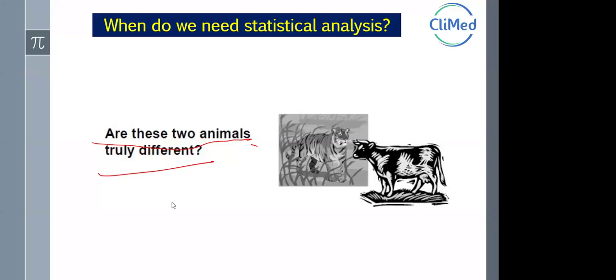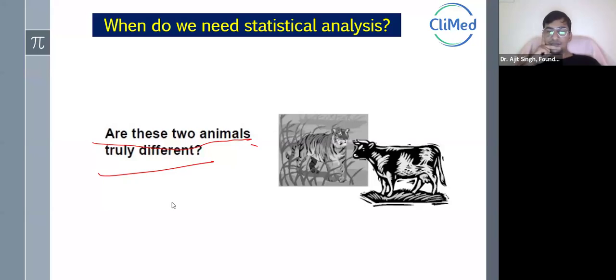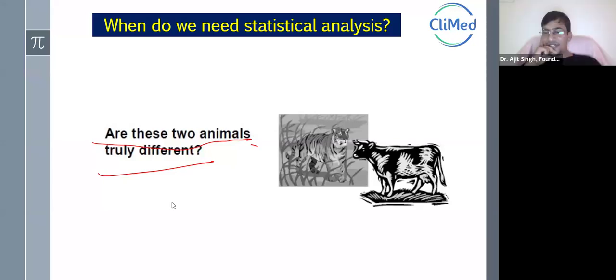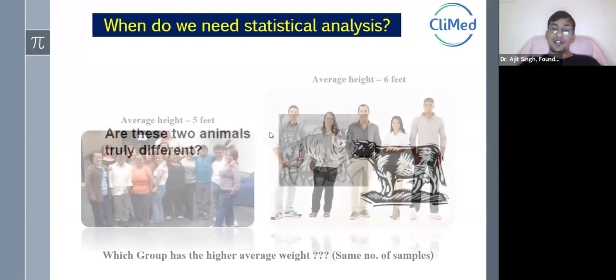They are different, sir. What are these? A tiger and a buffalo. Tiger and the buffalo, absolutely. Everyone can see one is a tiger, one is a buffalo. These things are visibly different, and we can easily recognize them.